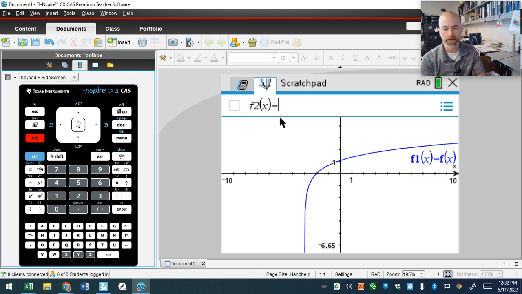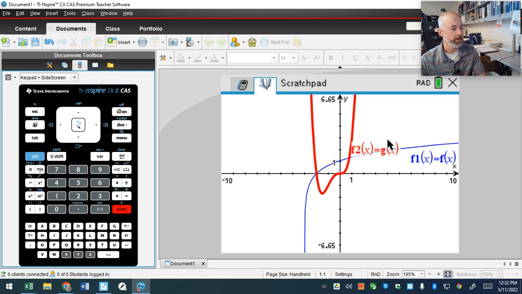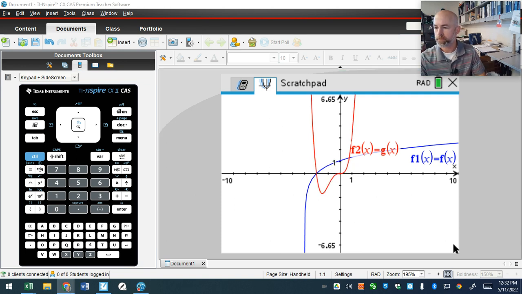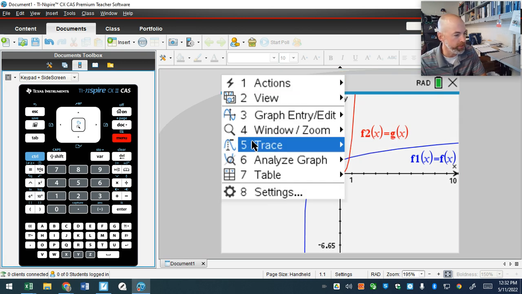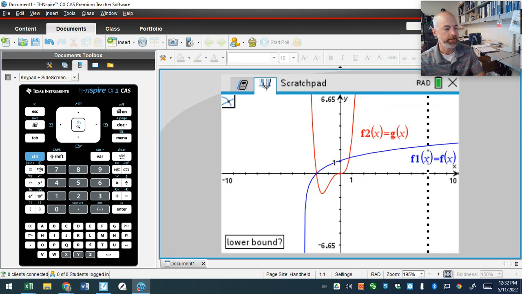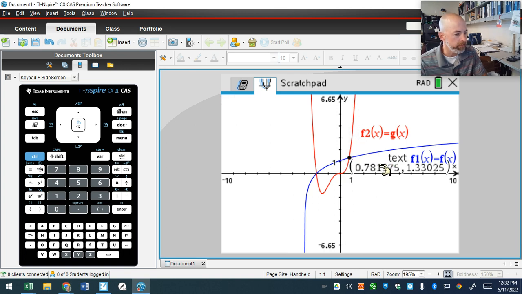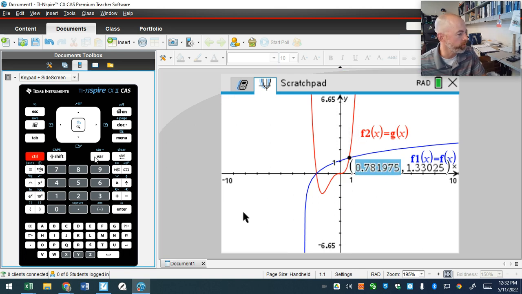I'll graph g of x there, and you can see the bounded area. They tell you that intersection is at x equals -2. And I need to find the other intersection. So I'm going to go ahead and go menu, analyze, intersection, and go between the two. There's my intersection point, and I'm going to store that for B because they tell me in the description that that is B. So 0.781 is B.